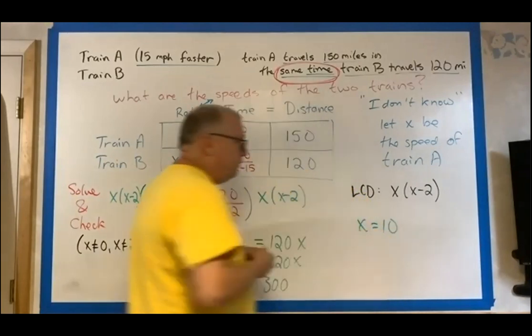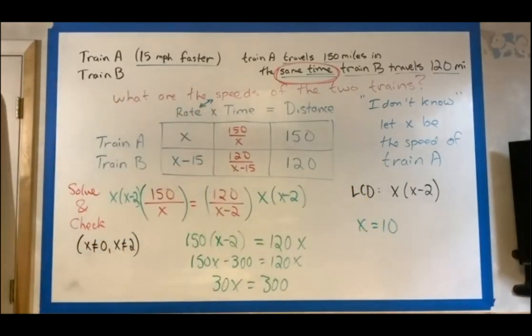I'm sorry, but how did you get X minus 2 for the... Good, go ahead. Because if 120 over X minus 15 were saying them equal, wouldn't it be 150 over X equals 120 over X minus 15?